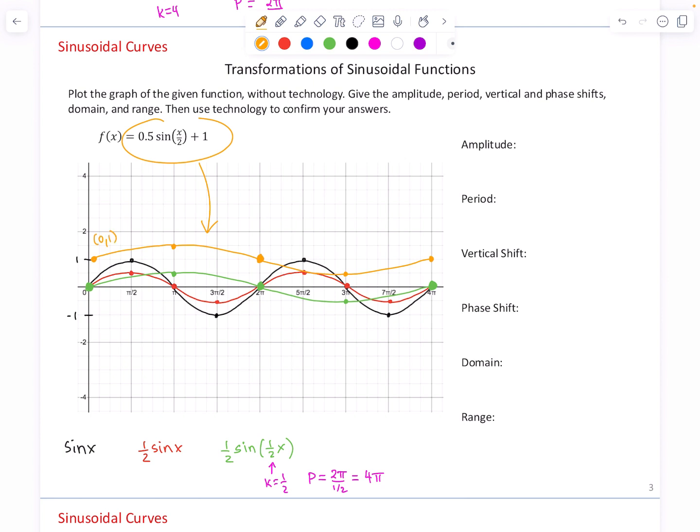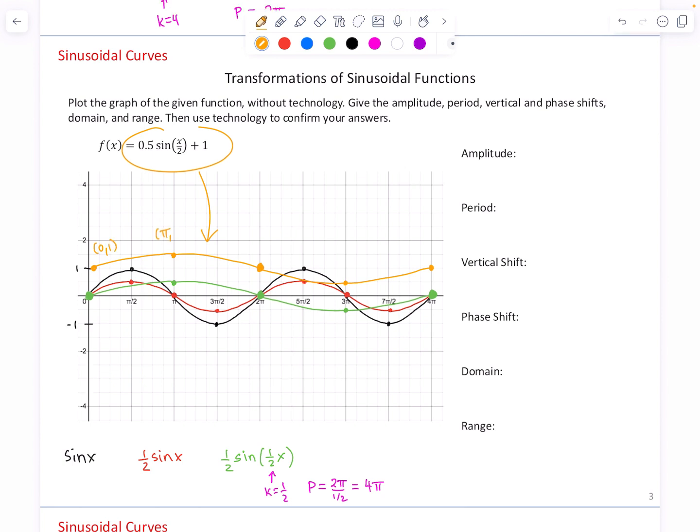0, 1. It reaches a max when x is pi, and that max is 1/2 unit above the midline. Keep in mind that the vertical shift moved the midline up 1 unit as well. So our maximum is 1/2 unit above the midline, so 1/2 unit above 1. So that's 1.5, or in fraction form, 3/2. Then we have the point 2 pi, 1, and then our minimum is when x is 3 pi, and the minimum is 1/2 unit below 1. So that's 1 minus 1/2, which is just 1/2. And then our final point in one cycle is at 4 pi, 1.